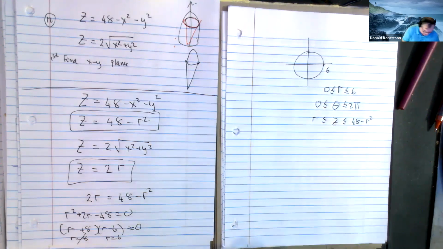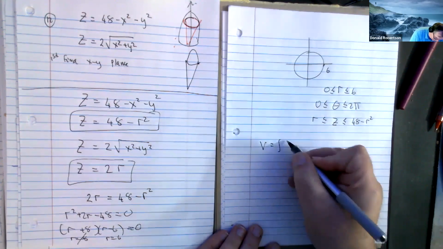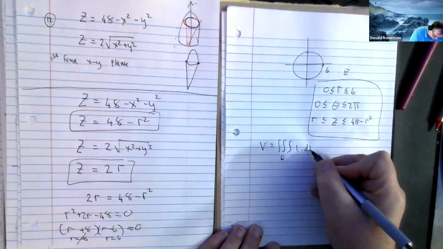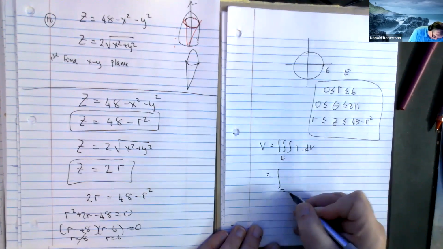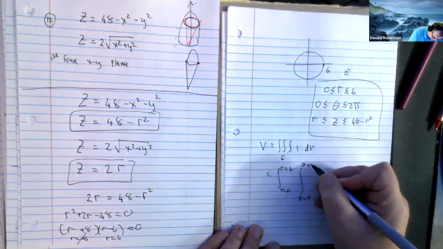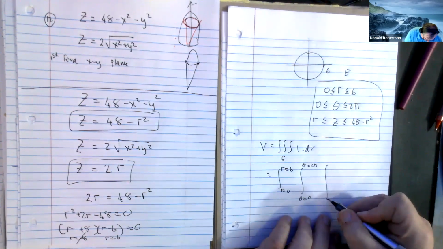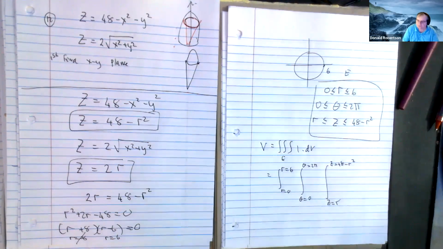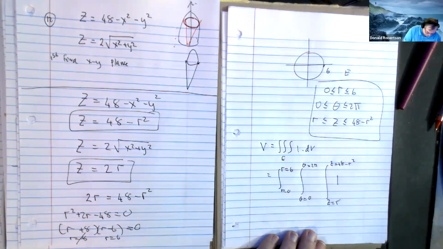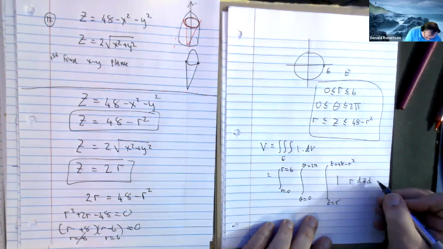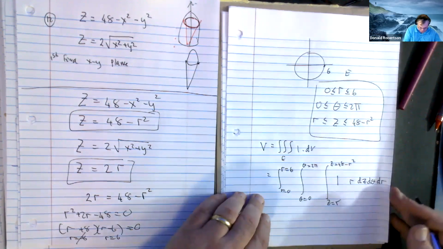Now, if I want to find the volume of this shape, it's a triple integral of E, let's call this E, of 1. So it's going to be the integral from r equals 0 to 6, theta equals 0 to 2 pi, and z equals r to 48 take away r squared, of 1. And the dV gives me r dz d theta dr. Okay, we got it.